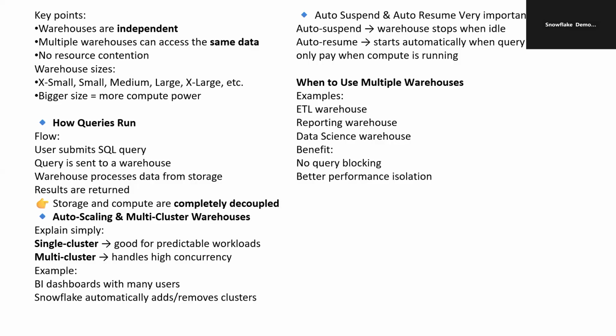An example is BI dashboards with many users. Snowflake automatically adds and removes clusters based on the load. If you define 1 and 3, 1 is the minimum and 3 is the maximum. If more queries and multiple users are coming, Snowflake adds one more cluster based on the definition we have chosen. Once I create that video, you can probably understand it easily.